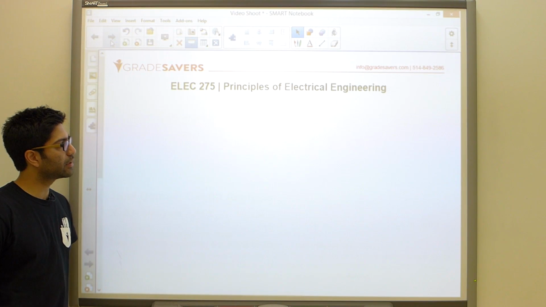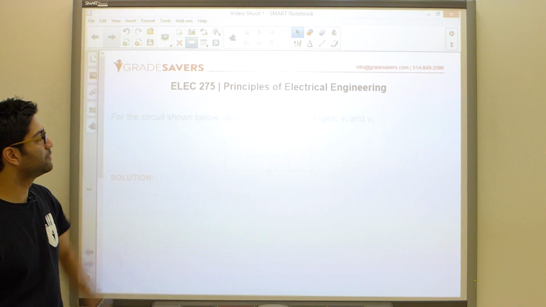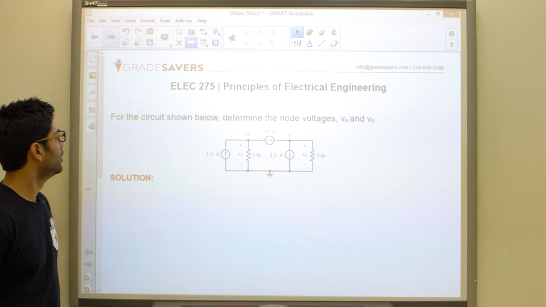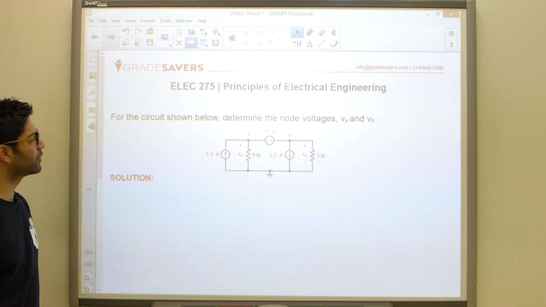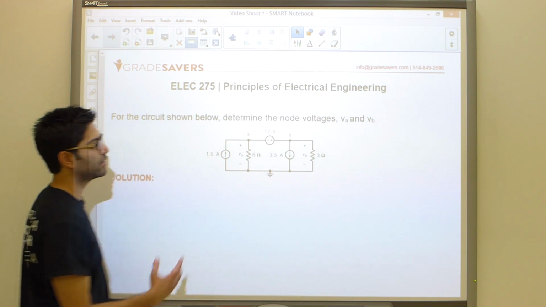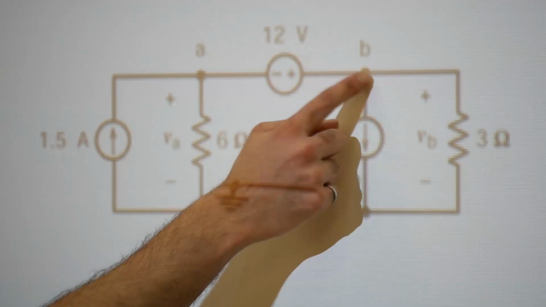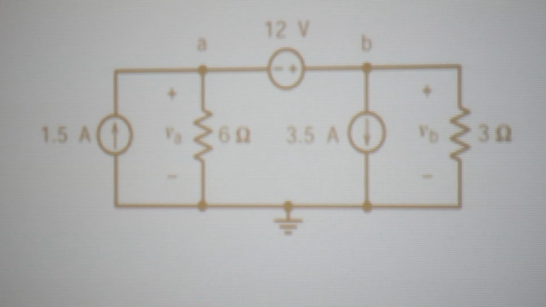All right, guys, let's take a look at our next problem. It's asking us, for the circuit shown below, determine the node voltages VA and VB. So they're asking us to find the voltage in the circuit over here and over there.